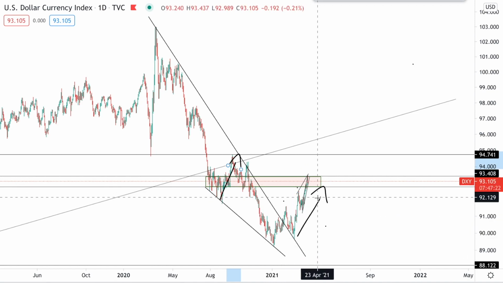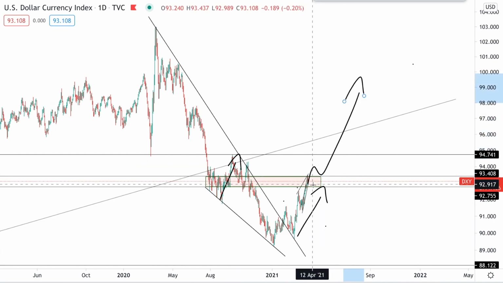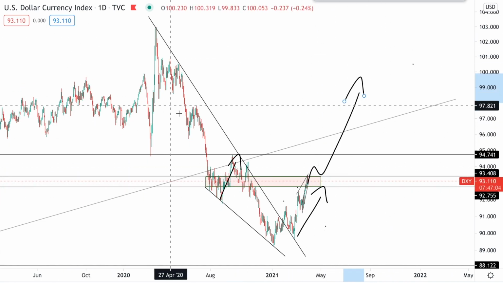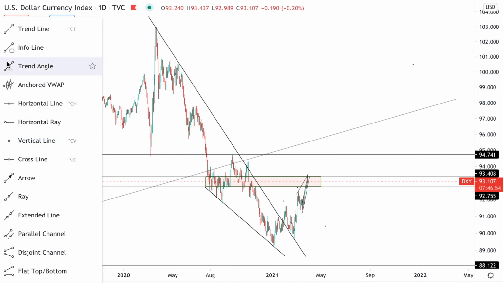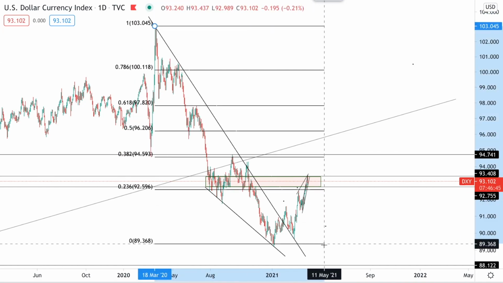But the question that we're trying to answer is, at what point does this morph from a counter trend rally to possibly a sustained rally for a longer term trend on the dollar? So we're going to take a look at that in two ways. First of all, the fib retracement. So we'll take the fib retracements from the top of this move all the way to the bottom right here.